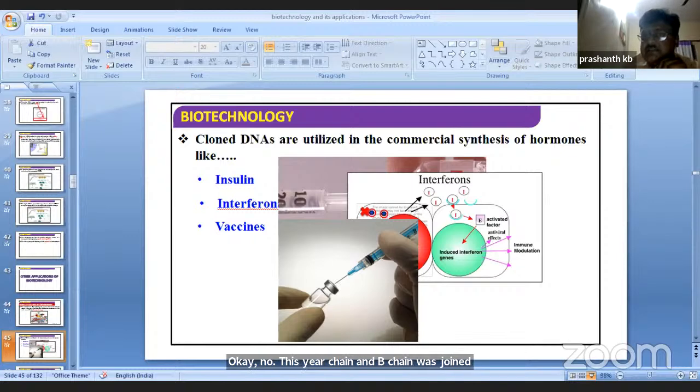So this is called pro-insulin. Pro-insulin means inactive insulin, you can see.